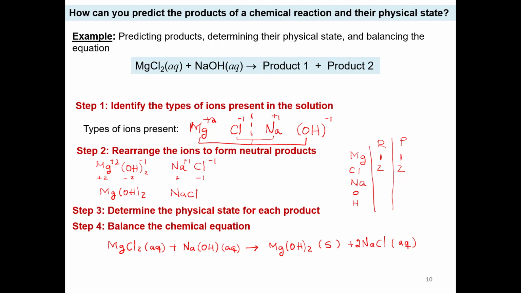And now let's see what happened with sodium. In case of the sodium, we had 1 here and we had 2 here. Then to get 2 sodiums on both sides, we need to multiply sodium hydroxide by 2.